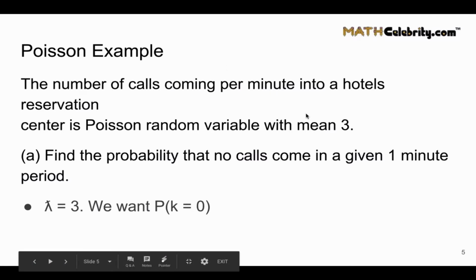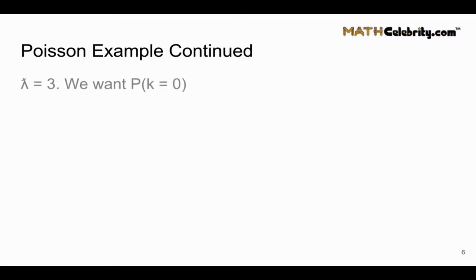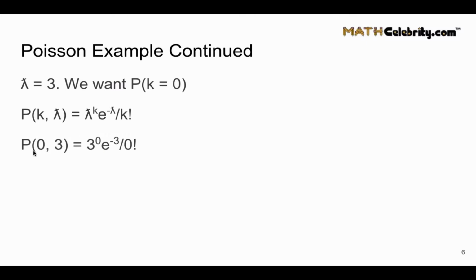We know that lambda equals 3, mean is 3. We want the probability K equals 0, or no calls. Let's continue. Lambda's 3, we want P, probability of K equals 0. If you recall, here's our Poisson probability distribution formula. The nice thing is we've got lambda and we've got K, so we can go plug and chug. We want probability of 0, 3, K, lambda. We plug and chug and we get 3 raised to the 0 times e raised to the negative 3 divided by 0 factorial.